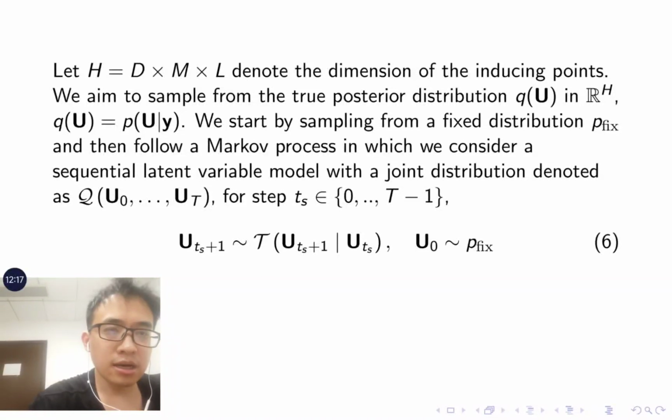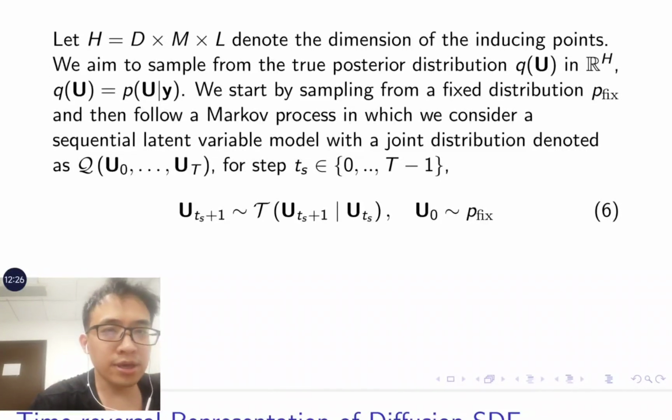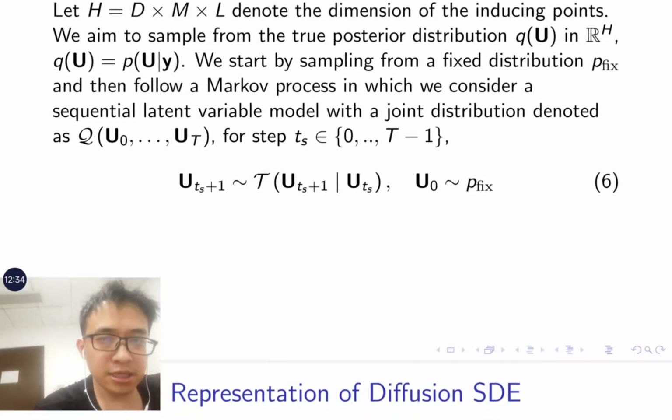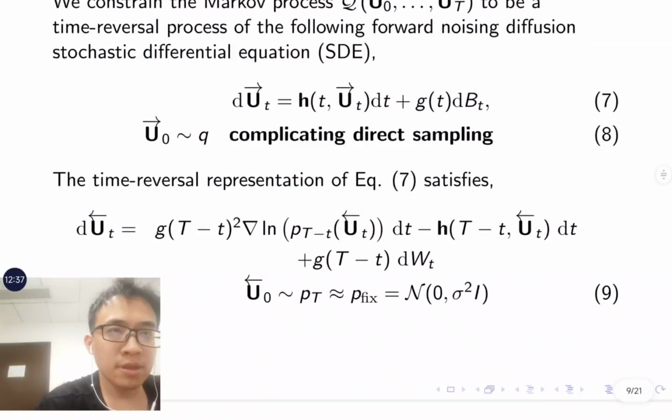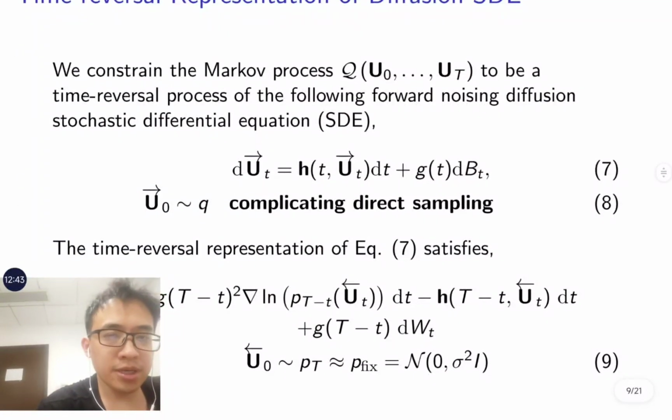U_{t+1} follows T(U_{t+1} given U_t). Okay, and this Markov process starts at p_fix, which follows a simple Gaussian. And this Markov chain is constructed by an SDE, a stochastic diffusion, in equations 7 and 8.